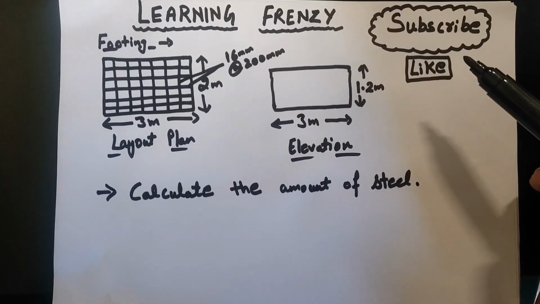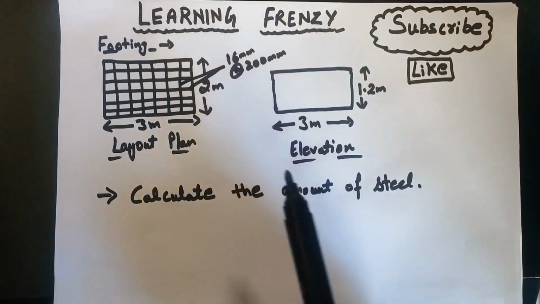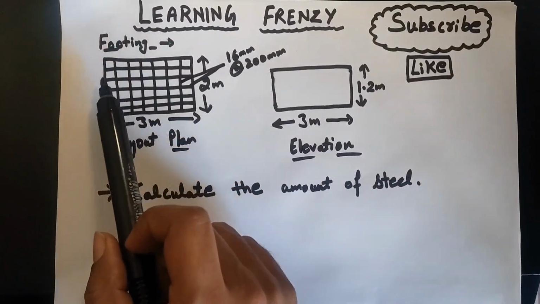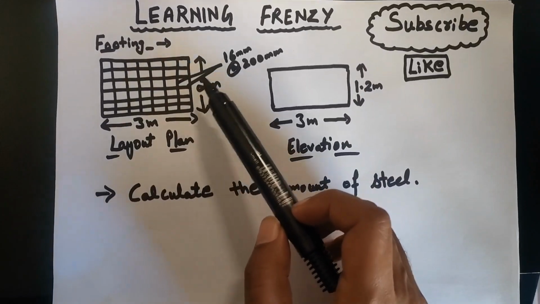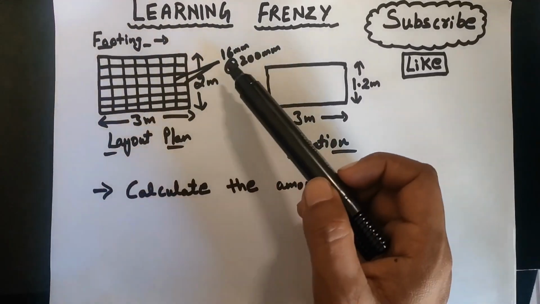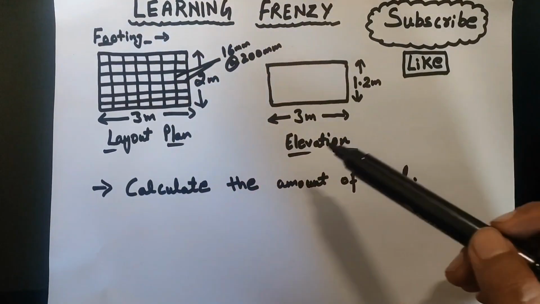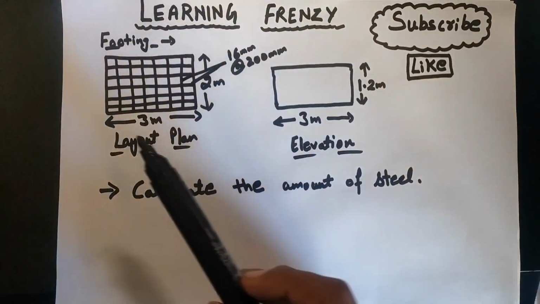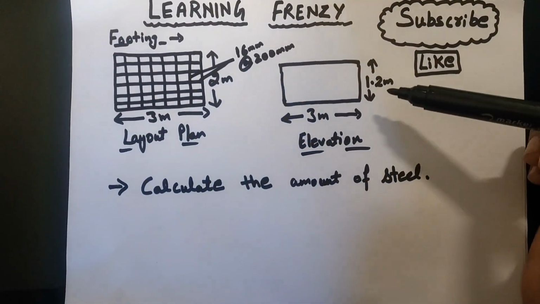Our today's topic is how to calculate the amount of steel. As you can see here, we have this plan layout for footing where the steel detail is given as rebar with 16 mm dia at a spacing of 200 mm, and here is the elevation. It is 3 meter long and 2 meter wide, and the height is 1.2 meter.